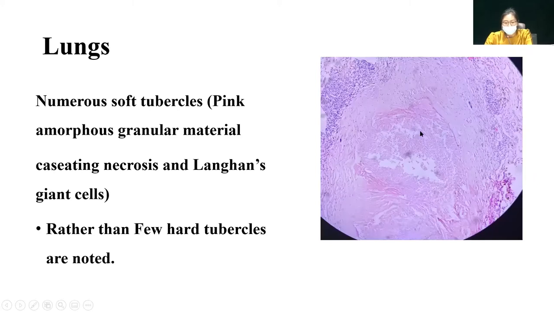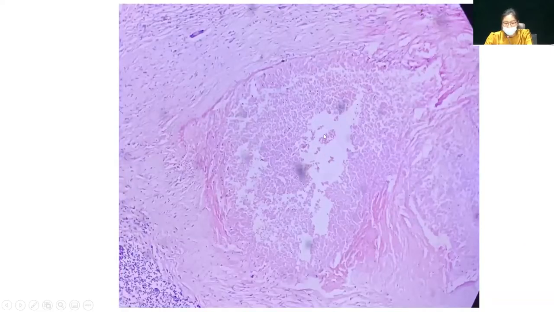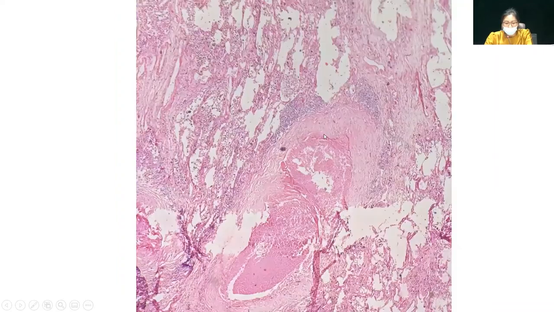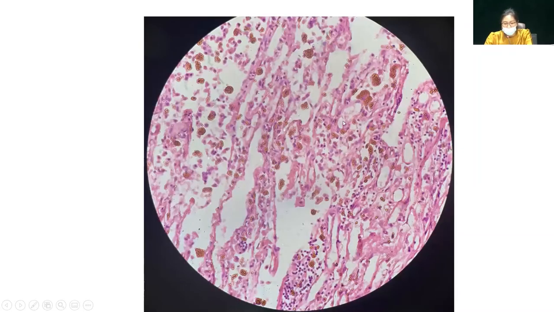This is a global view of the lung. It's showing numerous confluent tubercles composed of pink amorphous granular material, caseous necrosis with Langhans giant cells. Many confluent tubercles are noted in the lung parenchyma. In areas apart from the tubercles, there was infiltration of macrophages in the lung parenchyma. In the section taken from the lung, the background pulmonary alveolar spaces show destruction. These are infiltrating macrophages ingesting brown staining material in their cytoplasm.